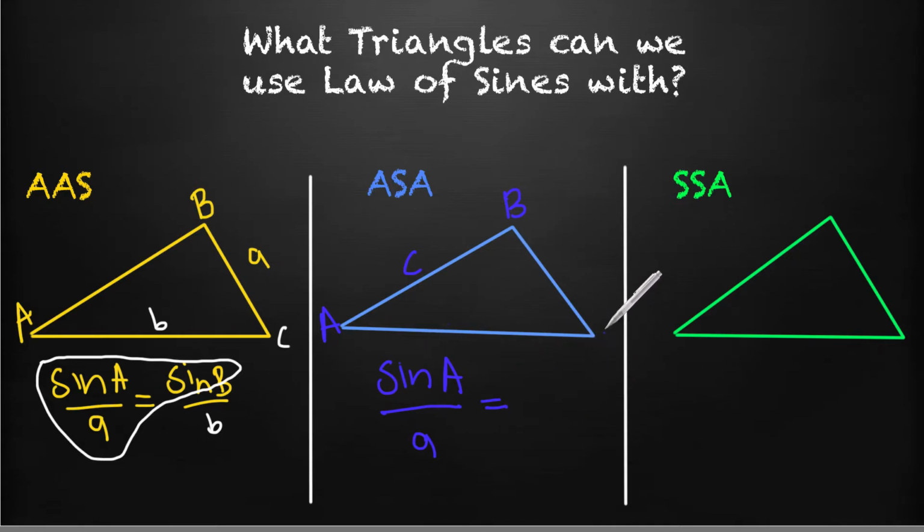We don't have angle C. But we can remember that anytime you have two angles of a triangle, you can always get the third angle because all three angles have to add up to 180. So if we have two angles of a triangle, by default, we have the third one. So now we can say sine of C over C. And now we're able to basically find any information in that particular triangle.